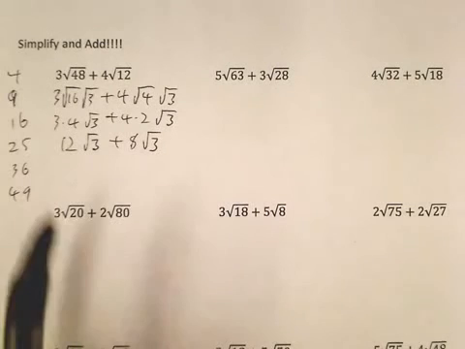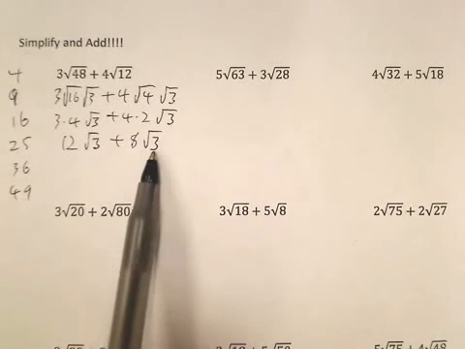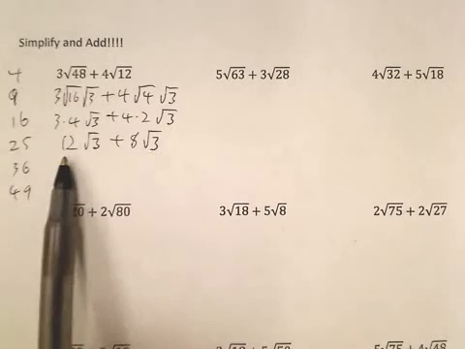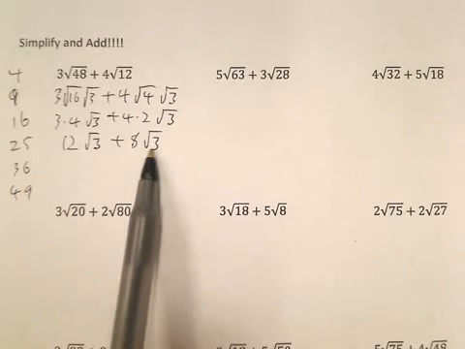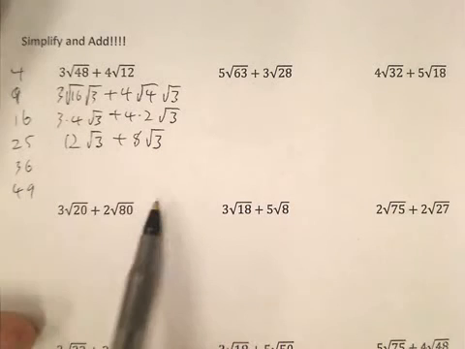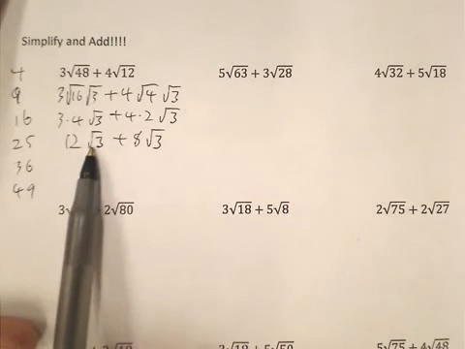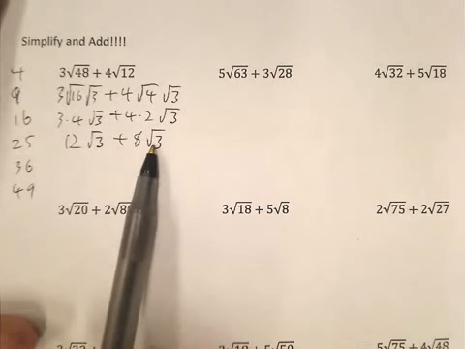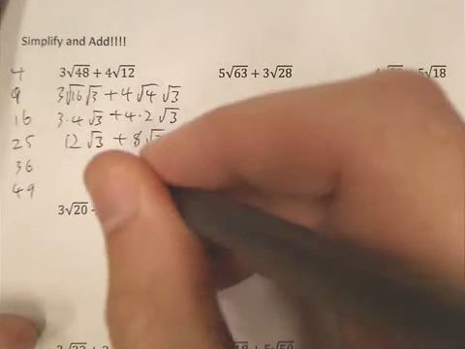Now in this section, I'll set them all up so they match. You have a square root 3 and a square root 3. So this is just like if I said 12x plus 8x. Well, that'd be 20x because 12 and 8 add up. So it's the same thing here. If you have 12 square roots of 3 in your left hand and 8 square roots of 3 in your right hand, you have 20 square roots of 3 altogether.